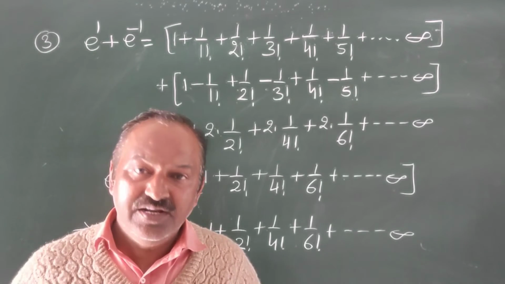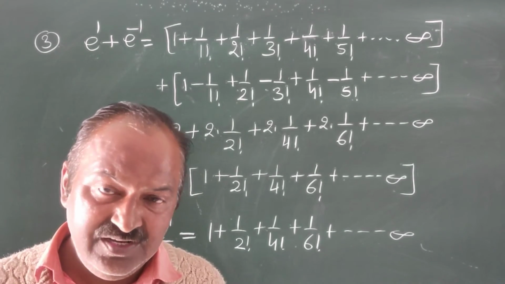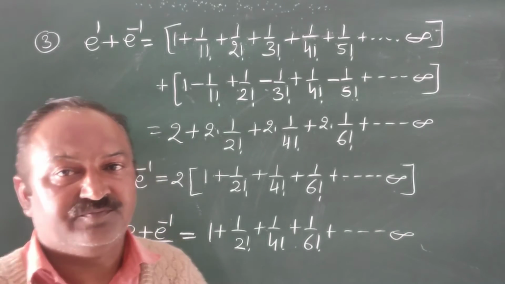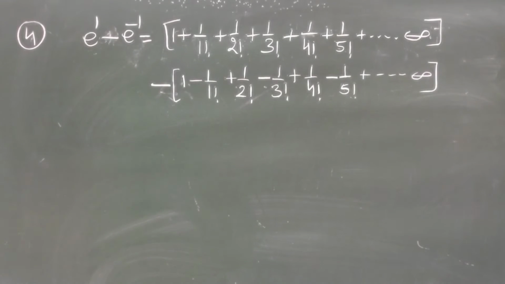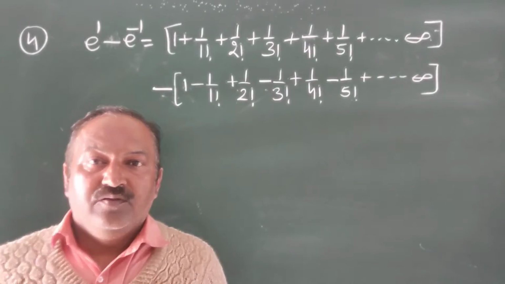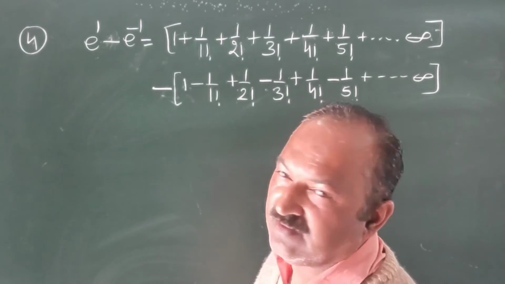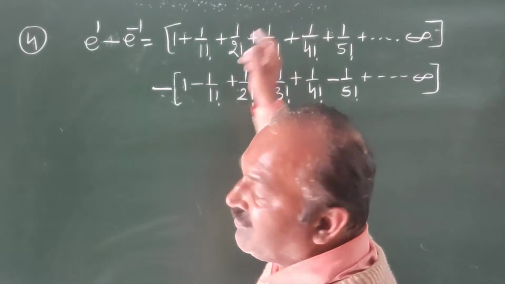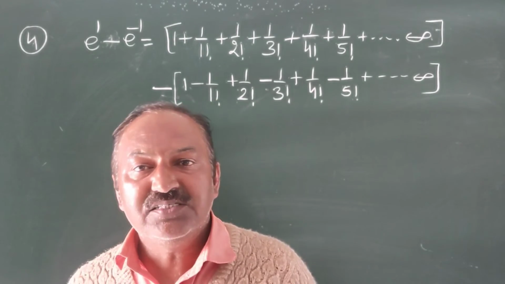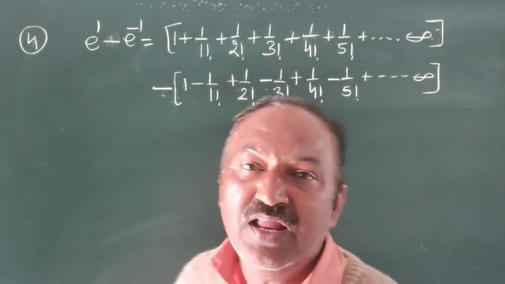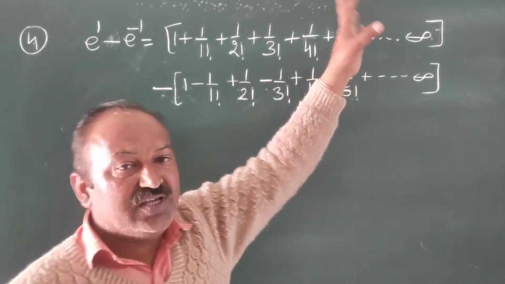Now let us discuss another result, that is subtracting the value of e raised to power minus 1 from e raised to power 1. Now e raised to power 1 minus e raised to power minus 1 we will get. This is the formula of e raised to power 1, value of e, that is an infinite series. 1 plus 1 upon 1 factorial plus 1 upon 2 factorial plus 1 upon 3 factorial plus 1 upon 4 factorial plus 1 upon 5 factorial plus and so on up to infinity.